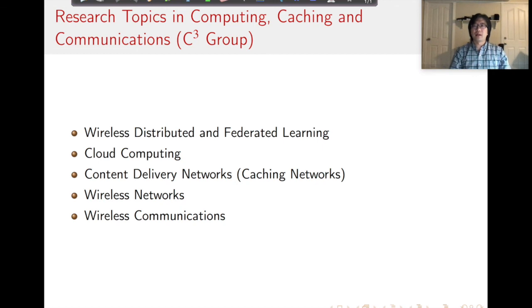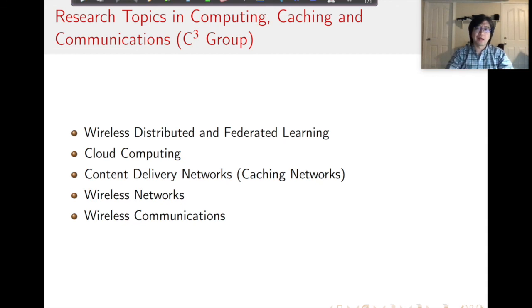Okay, so lastly, in the final slides, I would like to give you a very brief overview about my research group, which is called Computing, Caching, and Communication Group, C-Cube, right? So basically, we're studying systems that have the components of computing, caching or storage, and communications, right? So our research area covers distributed and federated machine learning, cloud computing systems, content delivery networks or caching networks, and also wireless communication and wireless networks, including 5G networks, right? Currently, I'm doing low-power sensor network design and implementations, and also millimeter wave communication and massive MIMO communication for 5G as well, right?